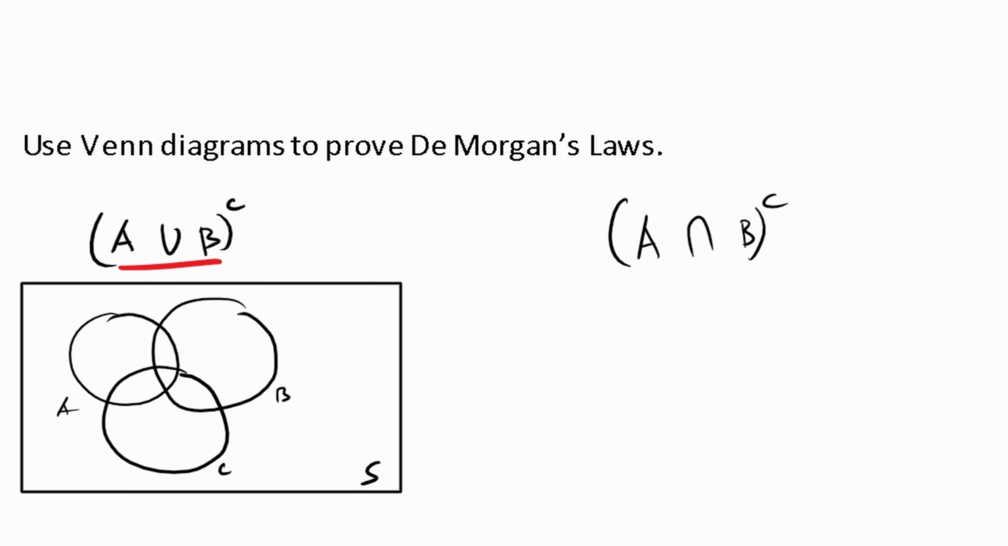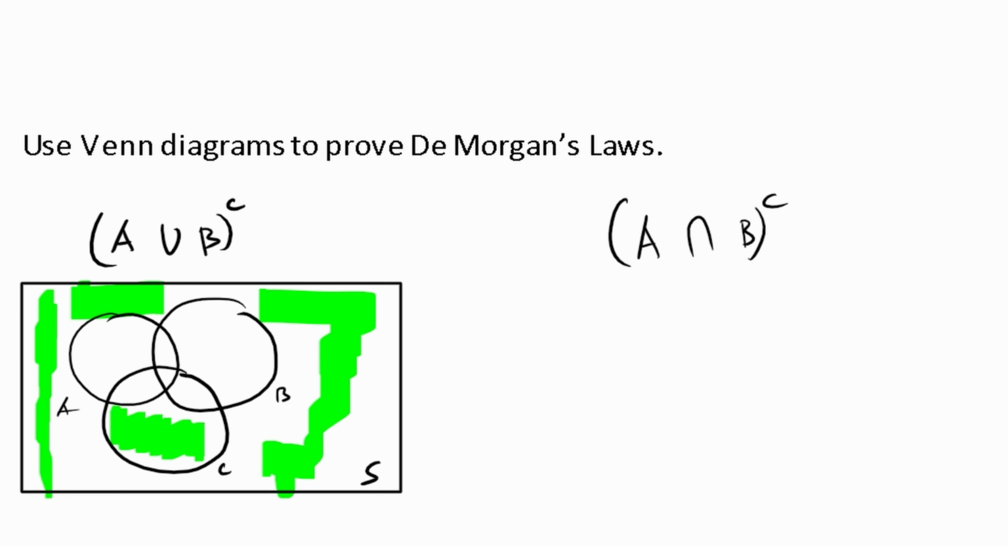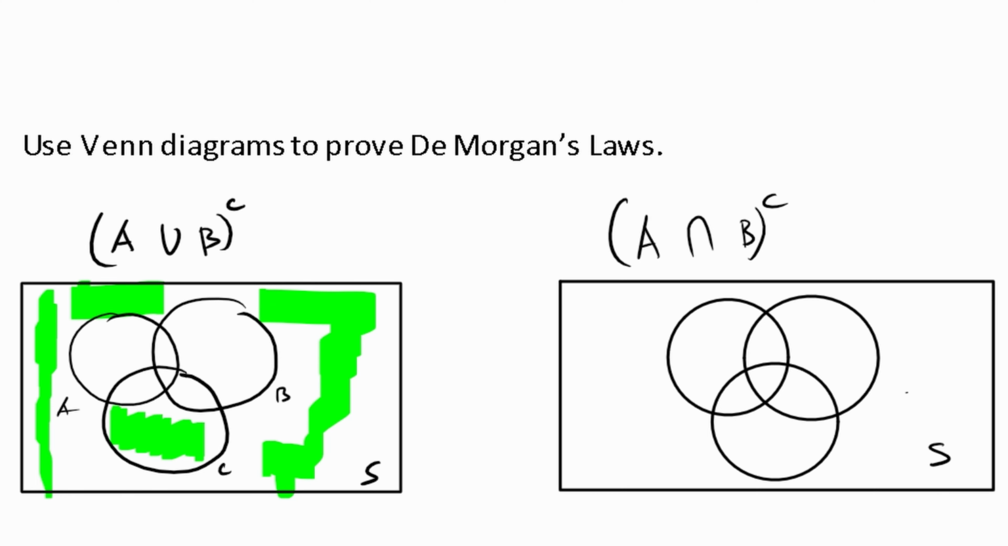So if we look at this A union with B, it's going to be all of this, remember all of this, and then all of this. So if this is raised to this C, the actual answer for this is going to be everything that's not included in it. So that means that we're going to have everything inside of here, here, here, and here. So that's how that one's going to look.